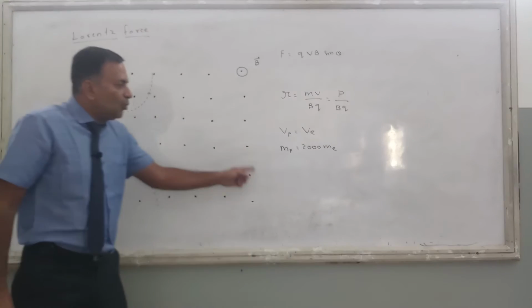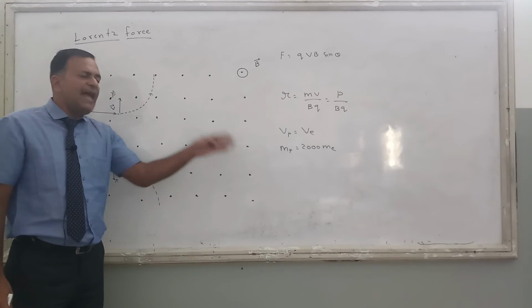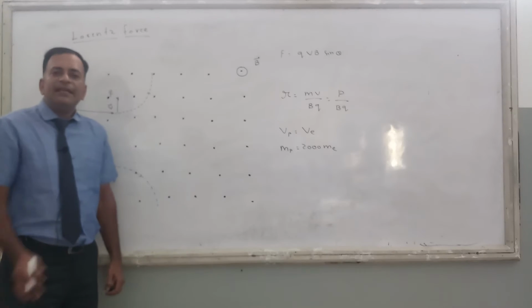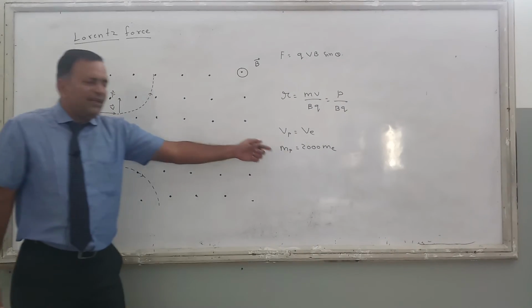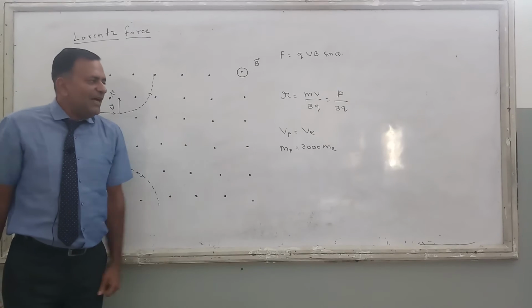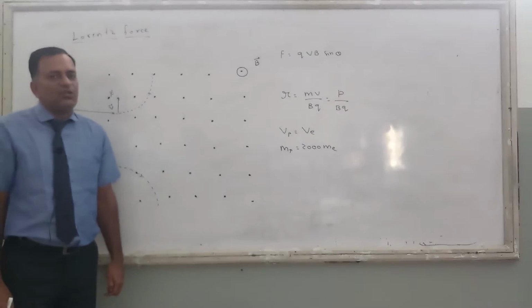ओके, मतलब प्रोटॉन जो है वो इलेक्ट्रॉन से 2000 टाइम्स हैवी होता है. ये आपको याद भी रखना है. Okay, the exact number is 1846 or something like that, but approximately we can take the mass of proton as 2000 times the mass of electron.